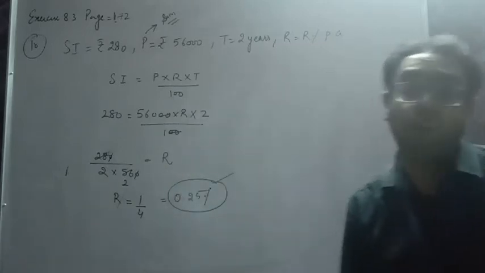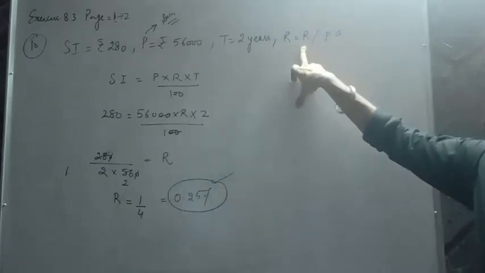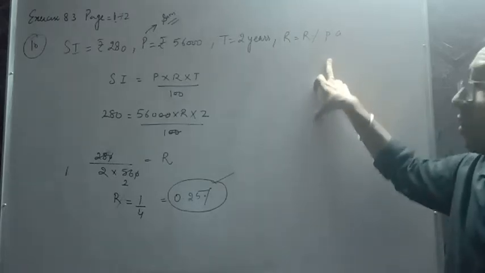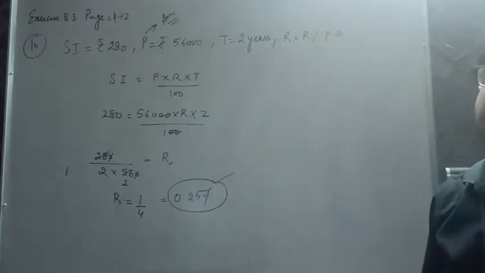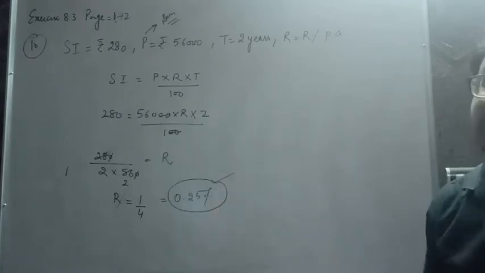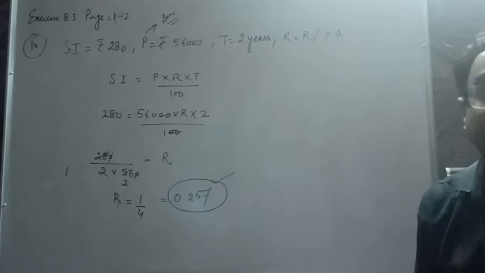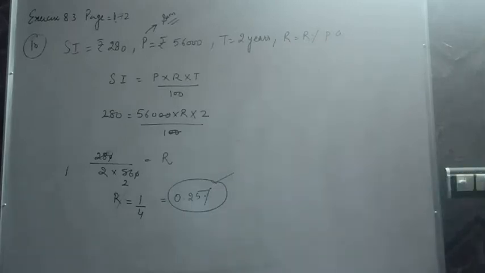So 1 by 4. Rate is always percent per annum. I told you before also, rate is rate percent per annum. That is 0.25%. If you remove the percent, you'll be getting 1/4 only, no? Clear with this? Anyone with a doubt in this question? This is how. Just see what I did.